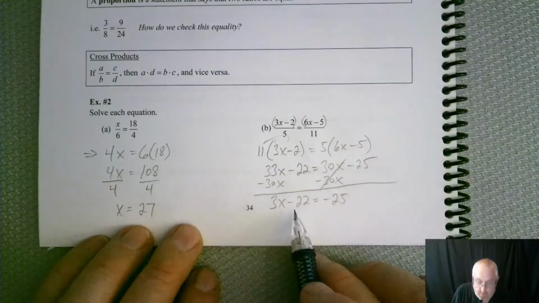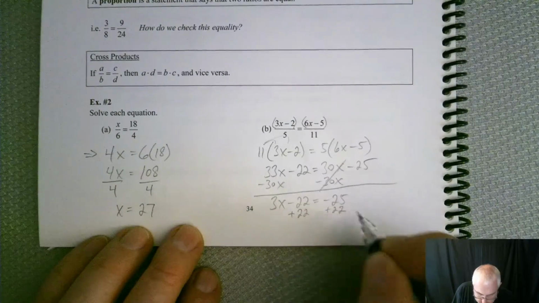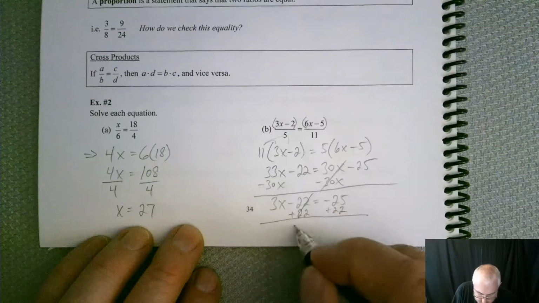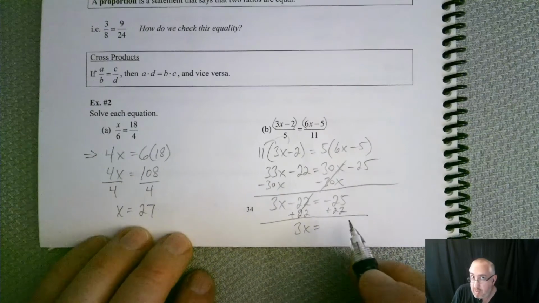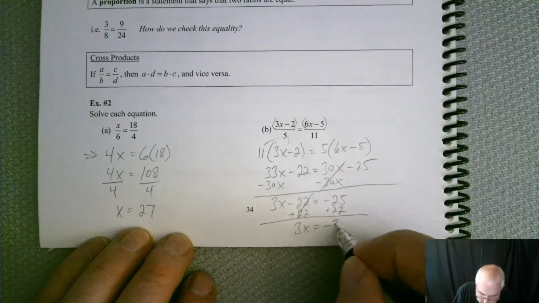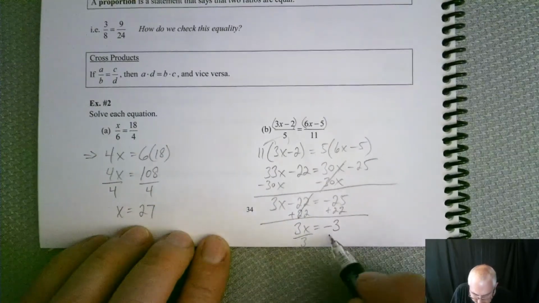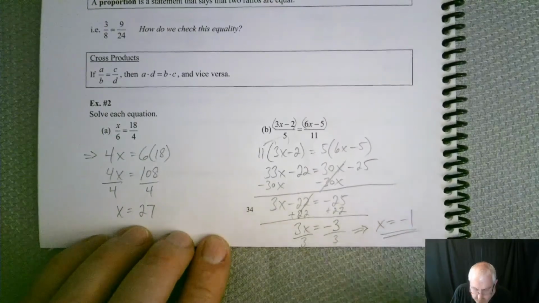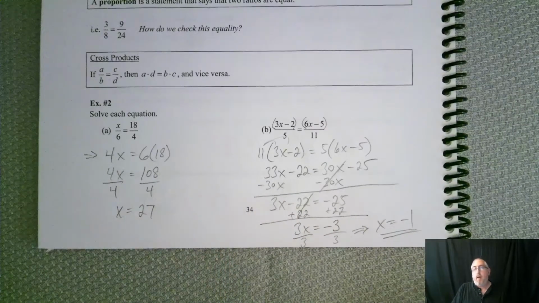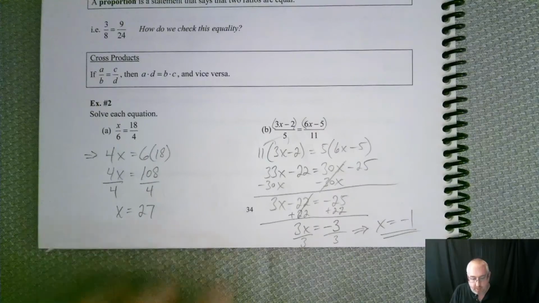Now we can move this minus 22 by doing the opposite. So we got 3x equals negative 25 plus 22 is still going to be negative. So a negative 3. And now if we divide, so x equals negative 1. Again, not anything too drastic, but you got to just be careful with those parentheses. If they're not there, it doesn't hurt to put them in, and you should be fine.